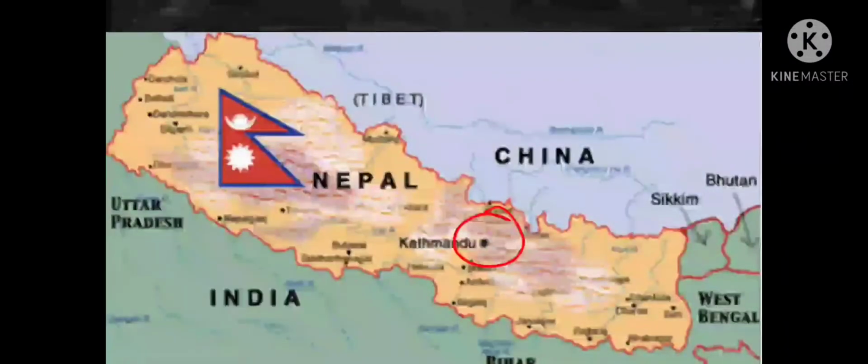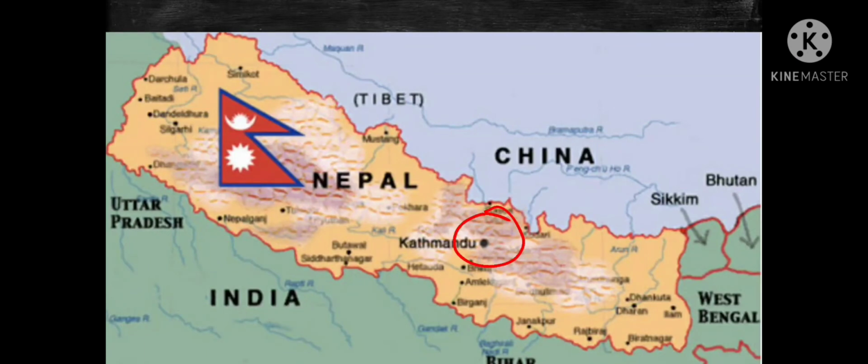In this slide, we see the map of Nepal. Guys, you know Nepal is one of the closest neighboring countries of India. Both India and Nepal share a long history of friendship and even common history, culture, tradition, etc. And the capital city of Nepal is Kathmandu, which you can see in the red circle. Nepal is a landlocked country. Landlocked means Nepal is surrounded on all sides by land.